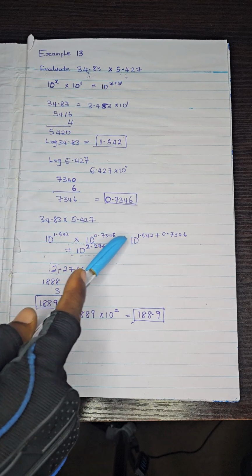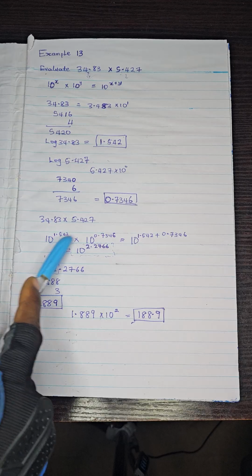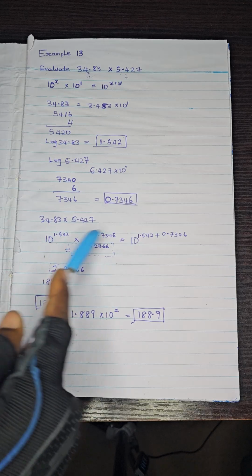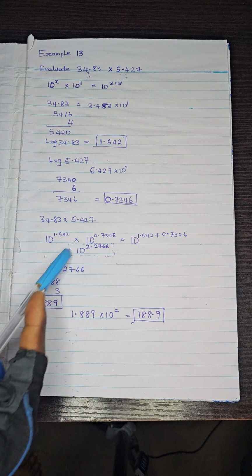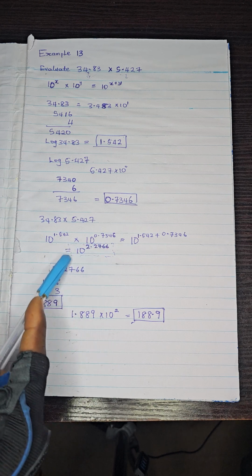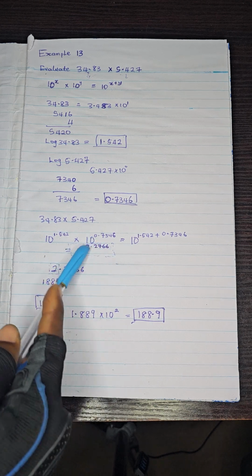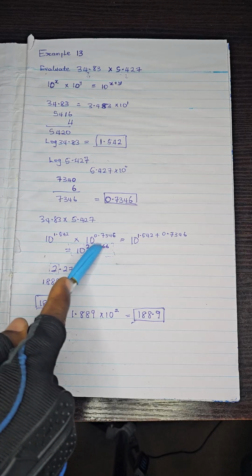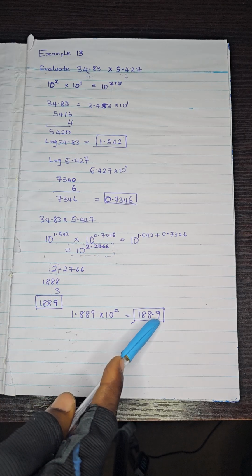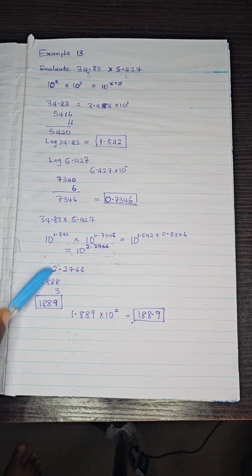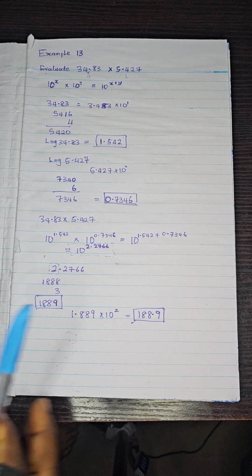And then using our law of indices, we simply know that to solve this kind of math, we are just going to add the powers. And when we add the powers, we look for the antilogarithm, because to evaluate this number simply means to find the antilogarithm of this power here. And this is what we did. We now get 1889. So this is just the long process of proving this.